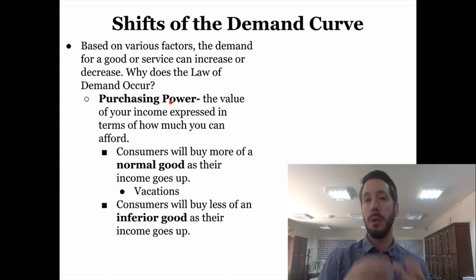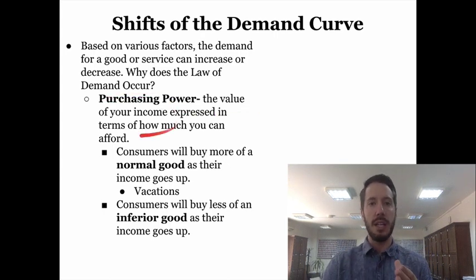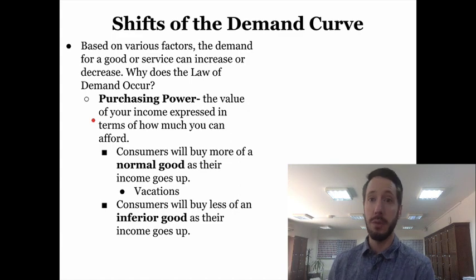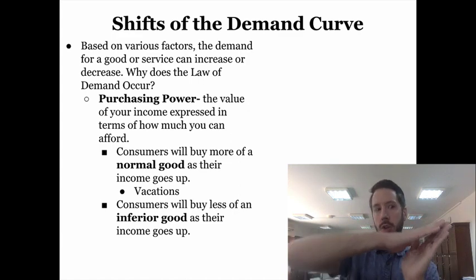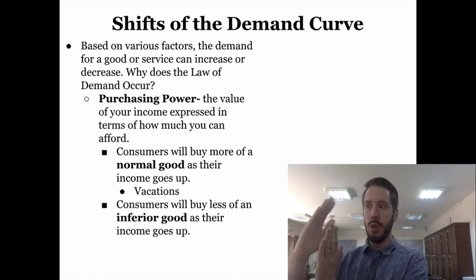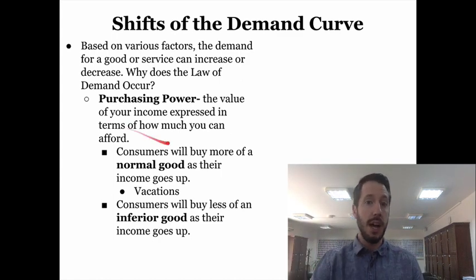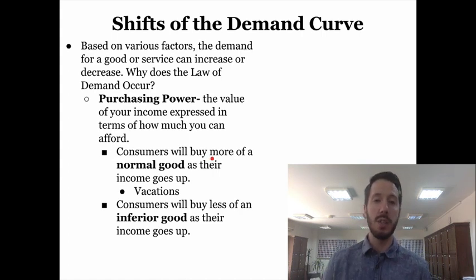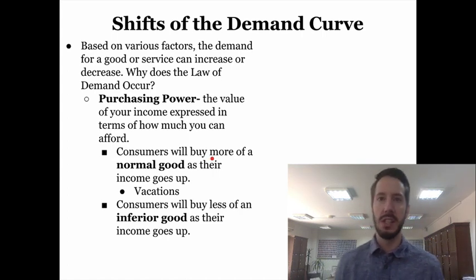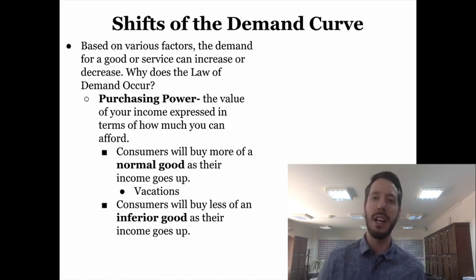Now, purchasing power, the term, is the value of your income expressed in terms of how much you can afford. And based on your purchasing power, the entire demand curve will shift. Sometimes when consumers get more money, their income goes up, they'll buy more of what we call normal goods. These are things more like luxury items, vacations, jewelry, cars.